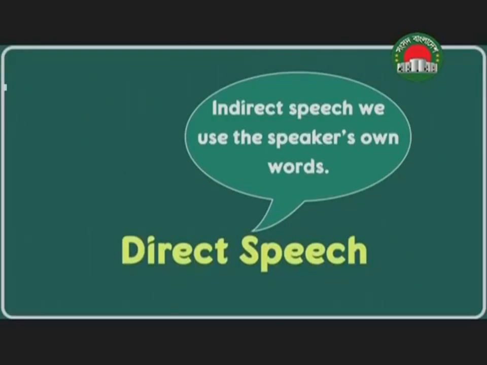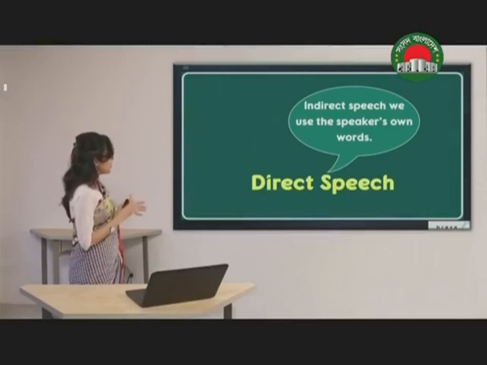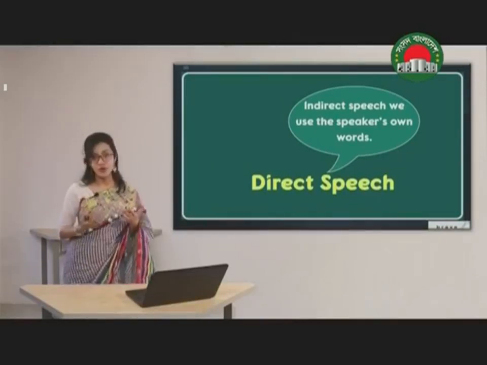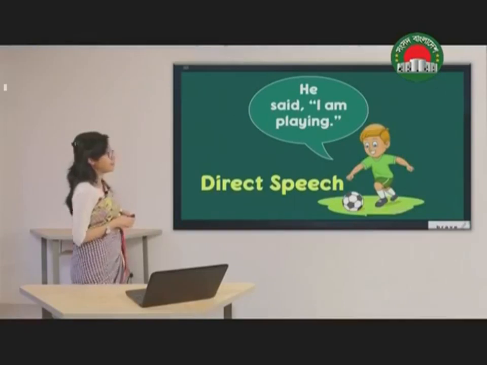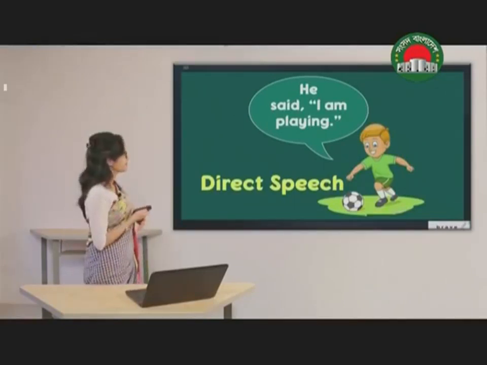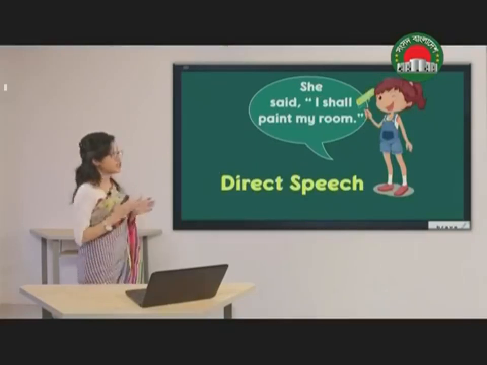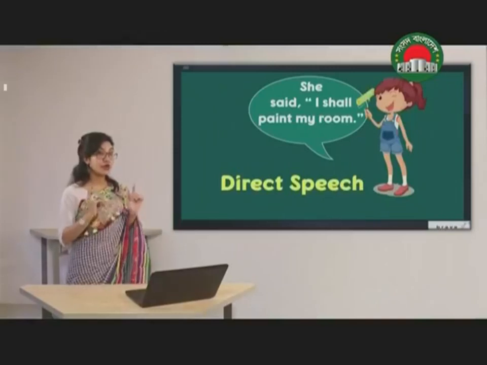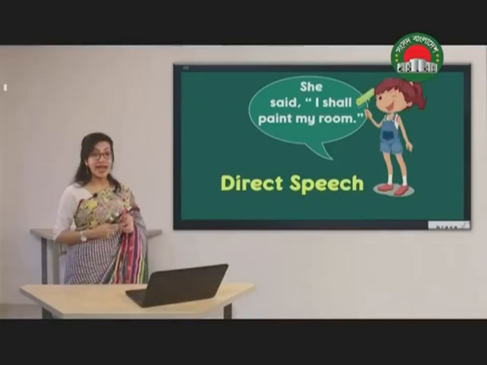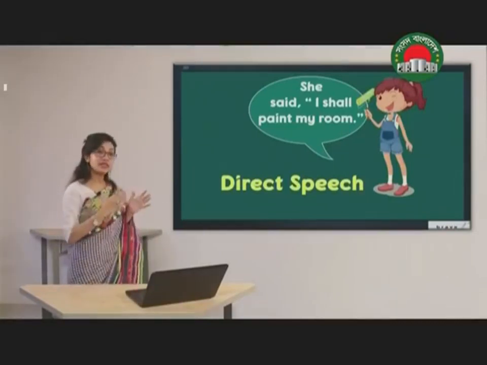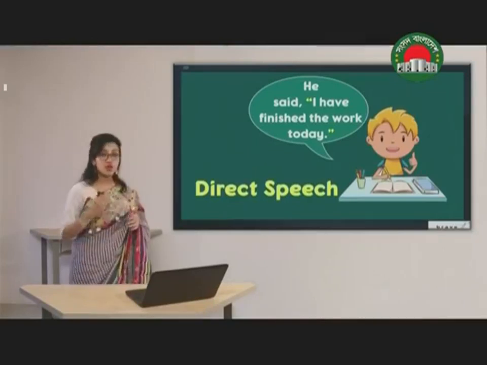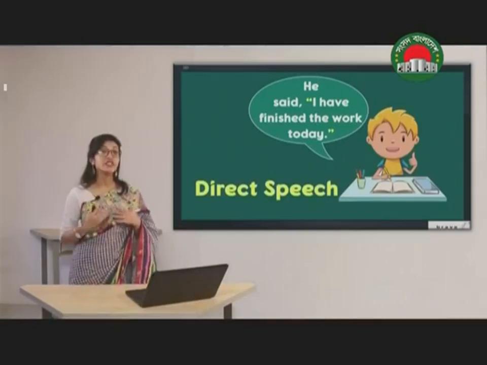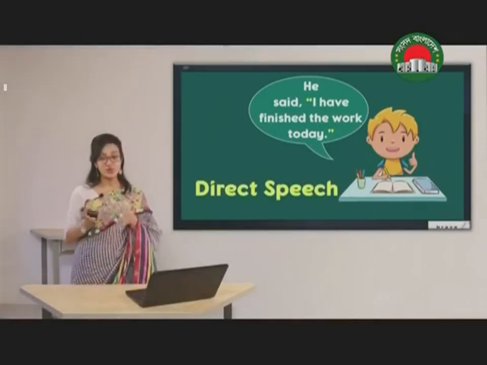So what is direct speech in a way? In direct speech we use the speaker's own words. For example, look at the sentences. He said, "I am playing." She said, "I shall paint my room." As I have said before, we have used inverted commas here, and we have used the exact words that have been said by the speaker. In the third sentence we can see, he said, "I have finished the work today." So all these three examples are uses of direct speech by mentioning the exact words of the speaker.